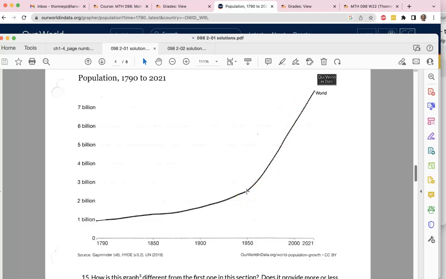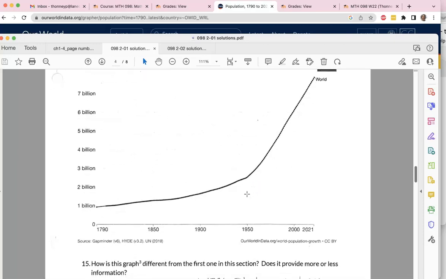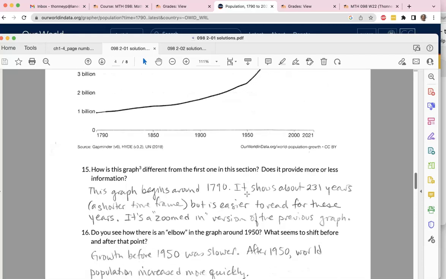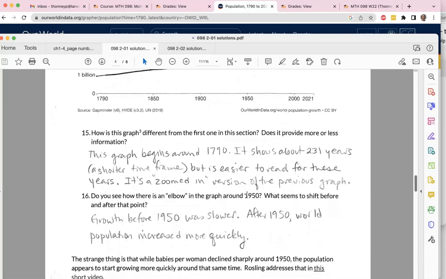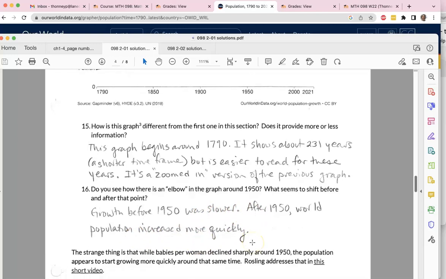I find it curious because around 1950 or 1960 is when birth control became more widely available and women reduced the numbers of babies per woman. And Rosling will talk about that in a moment. But we can definitely say here that growth before 1950 was slower, and after 1950 it started to increase more quickly.